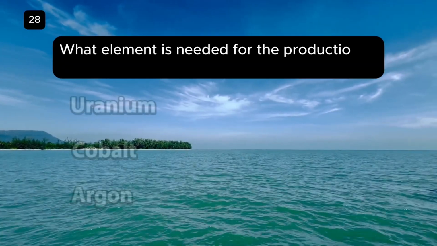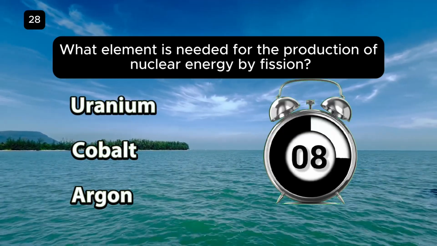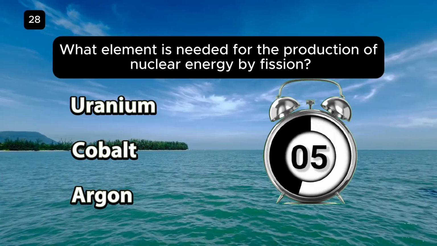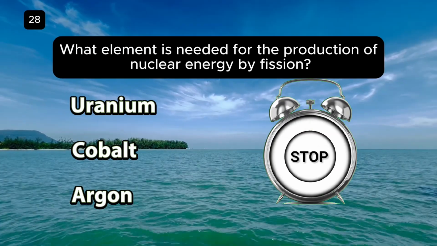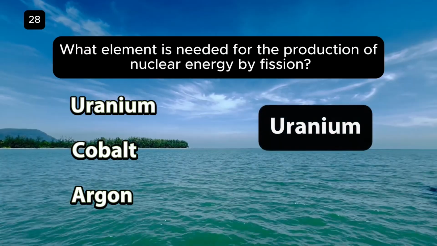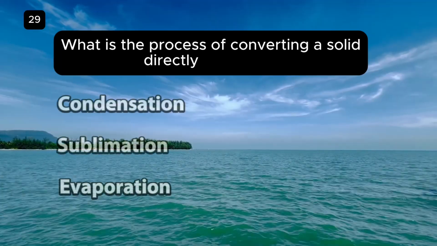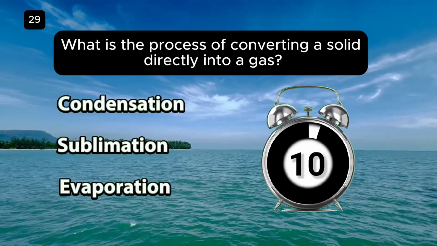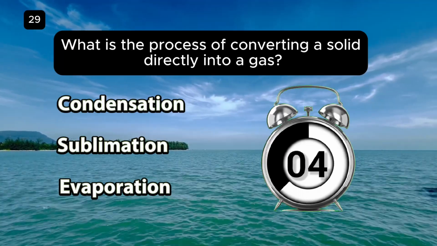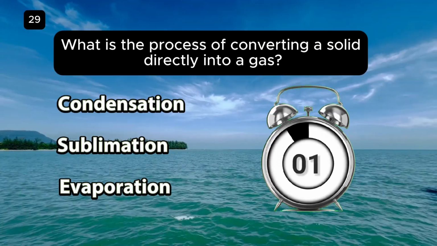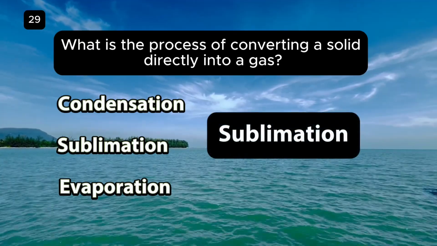What element is needed for the production of nuclear energy by fission? And the correct one is uranium. What is the process of converting a solid directly into a gas? And the answer is sublimation.